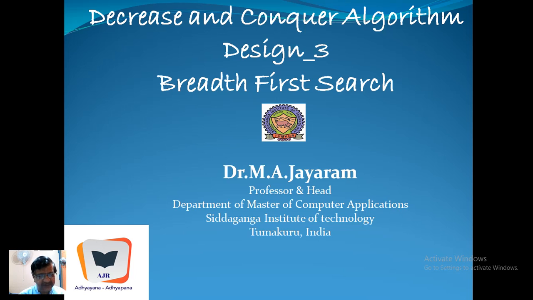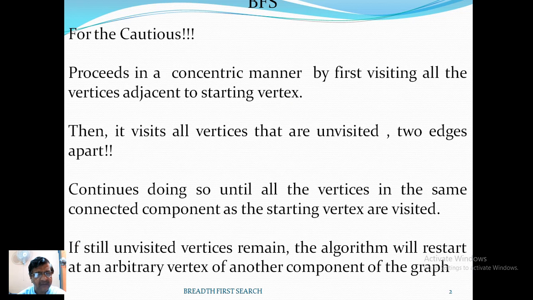By visiting first all the vertices that are adjacent to the starting vertex, and then all unvisited vertices 2 edges apart from it, and so on, until all the vertices in the same connected component of the graph are visited. And by then, if there are some vertices which still remain unvisited, the algorithm has to be restarted at an arbitrary vertex of another connected component of the graph.